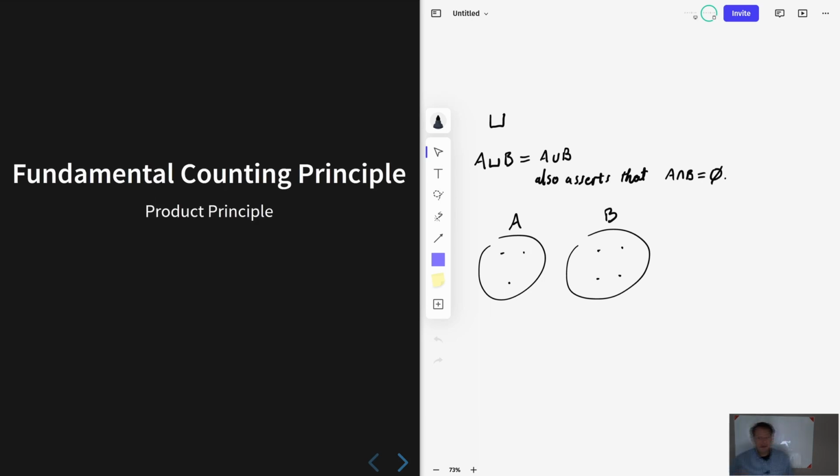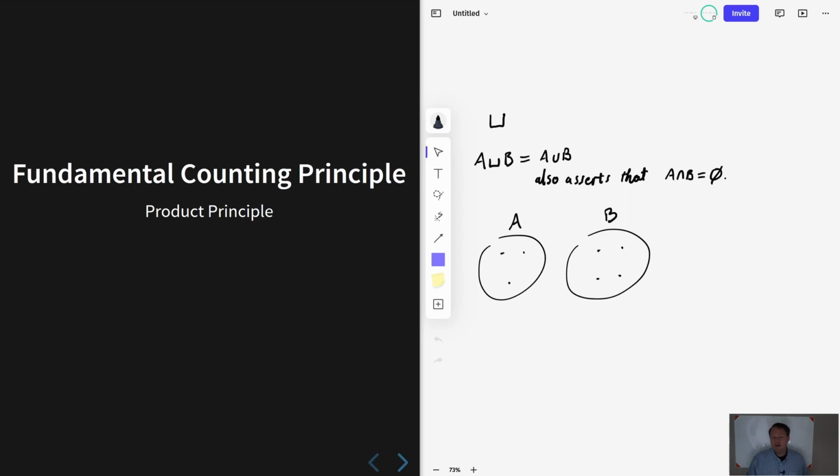Moving on to the next super basic principle, there's the fundamental counting principle. That's what I call it. I think several other authors also call it that. The textbook author calls it the product principle, which lots of people also call it.